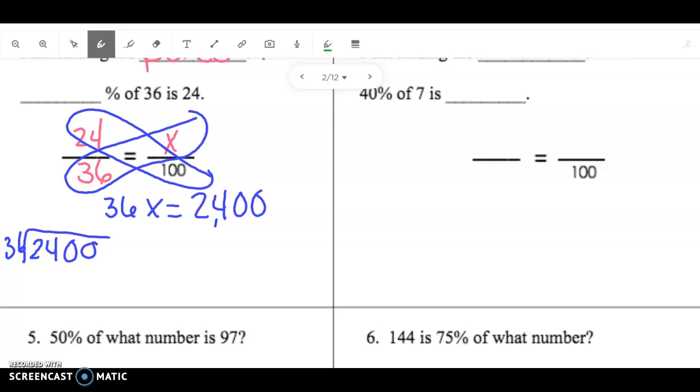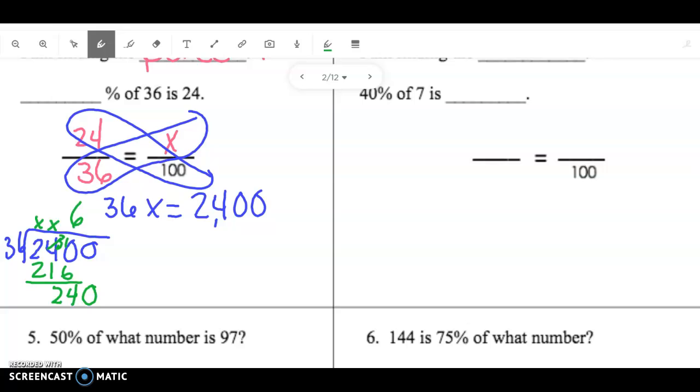Okay, so I took a little pause there to get my division set up because I don't have a calculator, so we're going to do this the old-fashioned way. How many times does 36 go into 24? Well, it can't go into either of those, but it can go into 240. 36 goes into 240 6 times. 36 times 6 is going to be 216. And I'm going to subtract. 10 minus 6 is 4. 3 minus 1 is 2. And I get 240 again.